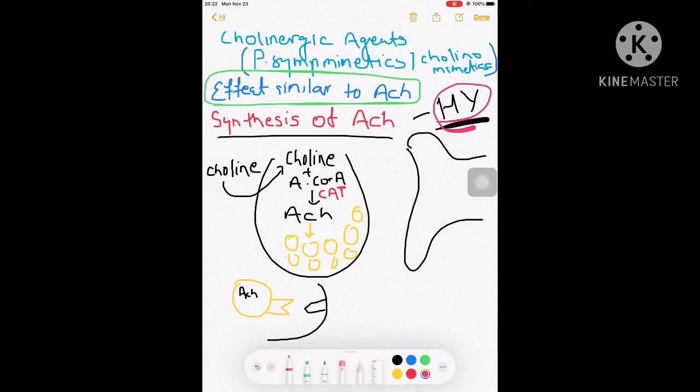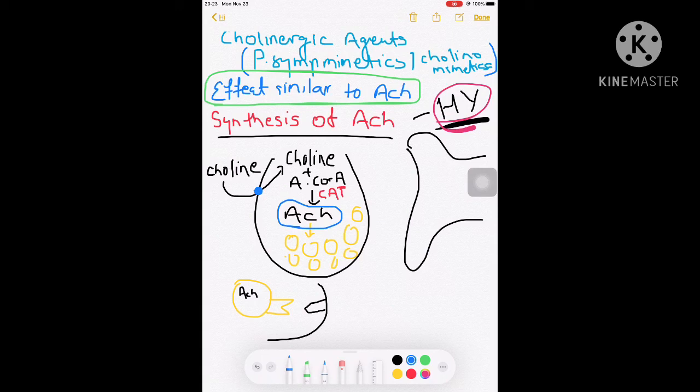First, there is choline. The choline is generally obtained by the body from the diet. It is taken inside the cell through a transporter. At this point there is a choline transporter, through which the choline enters the cell. Inside the cell there is acetyl CoA that has been derived from the Krebs cycle. These two, choline and acetyl CoA, together in the presence of choline acetyltransferase, form acetylcholine.